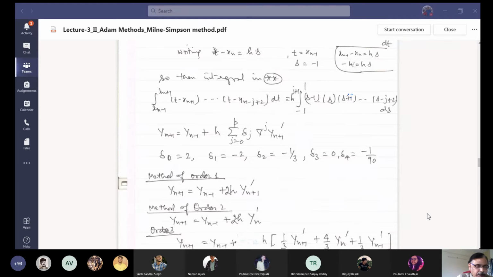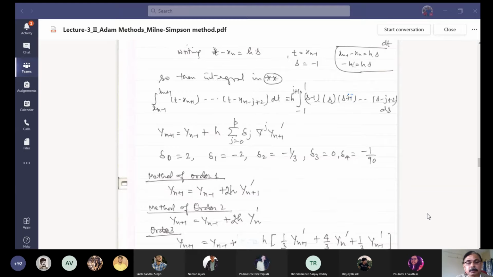So delta 2 will be what? Integral of s minus 1 into s ds, divided by 2 factorial. Yeah, obviously. Follow me? Sir, delta 1 is minus 2. Minus 2, right.